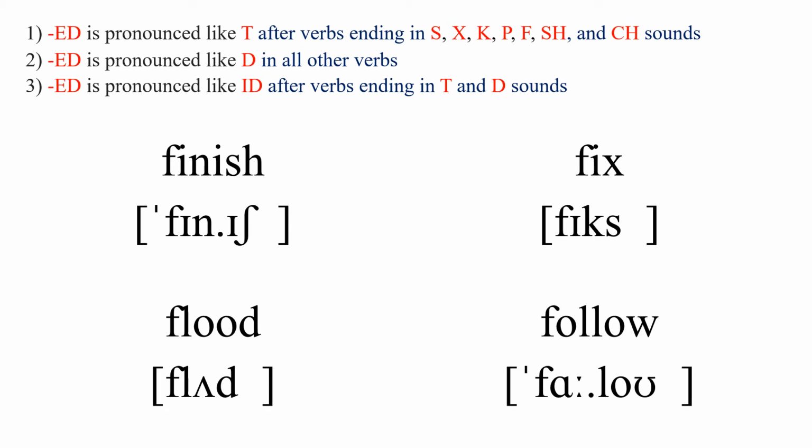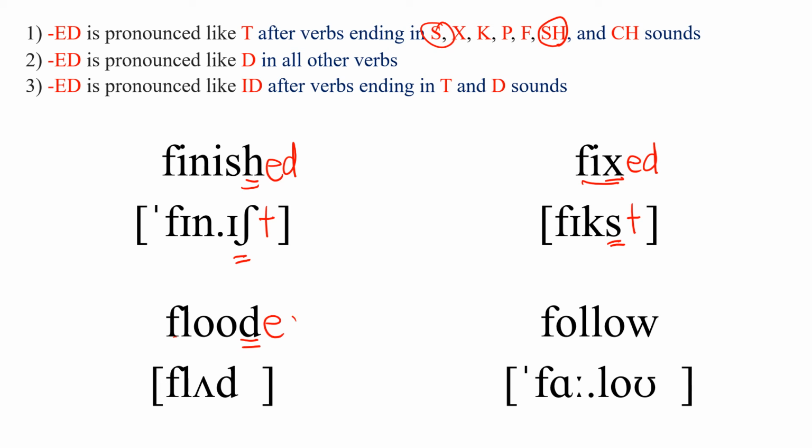Next one, finish. This is a consonant, so we put ED here, and the sound SH is voiceless, we put T and read finished. Next one, fix, consonant X, so we put ED, and this is an S ending, so we put T here, we read fixed.